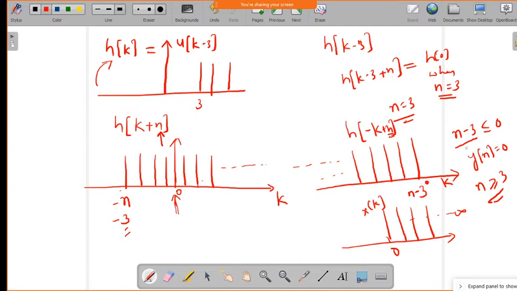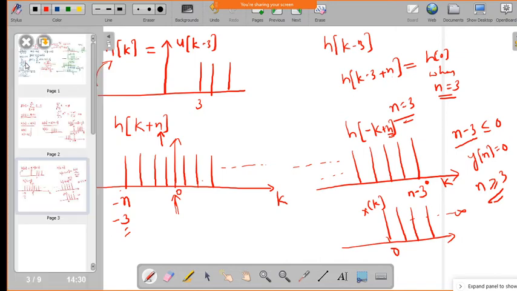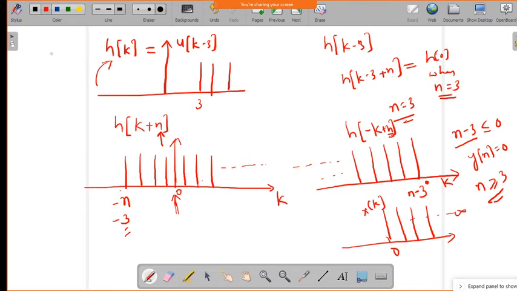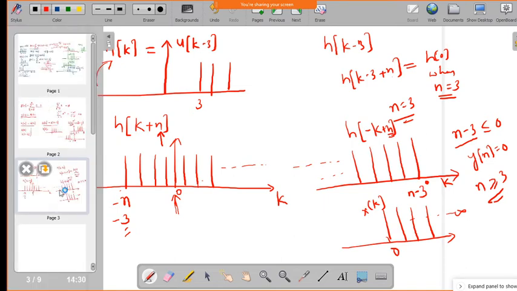So when n minus 3 is less than 0, you won't get any samples. When n is greater than or equal to 3, you will get the samples. So now what index do we have to put? We have to put the index from n, that is k. k varies only from 0 to n minus 3, because only in this range will we get the sample. So you have to put the k value 0 to n minus 3.